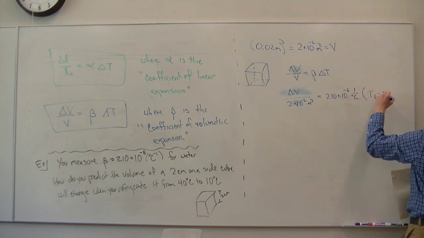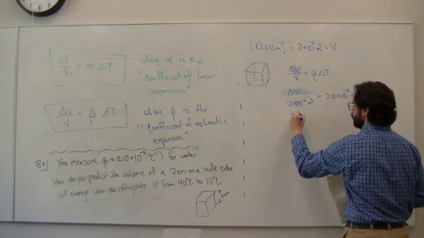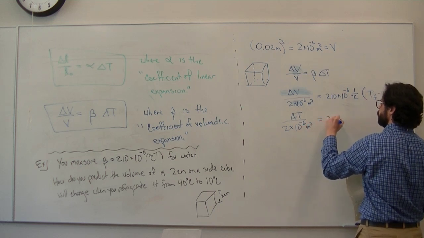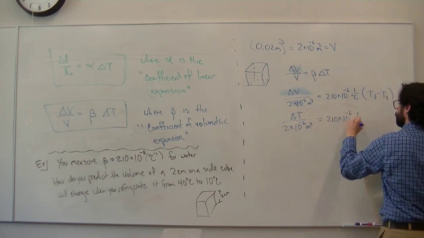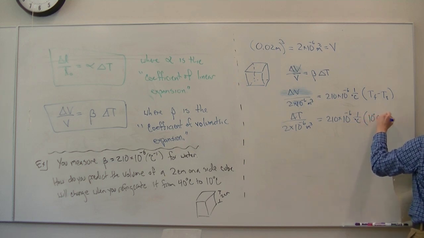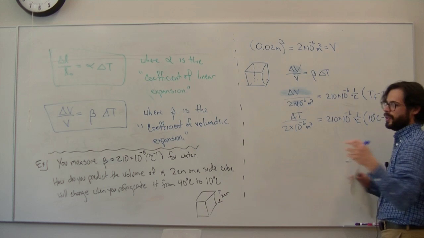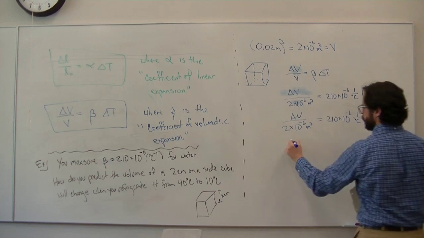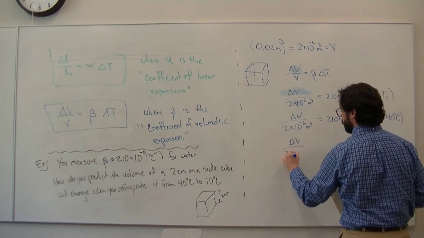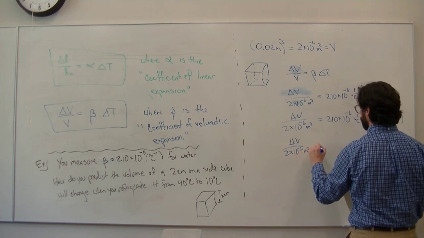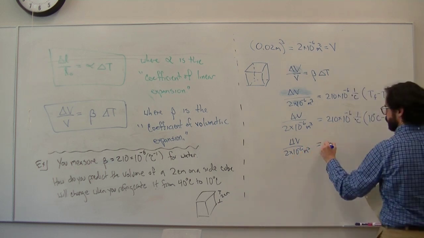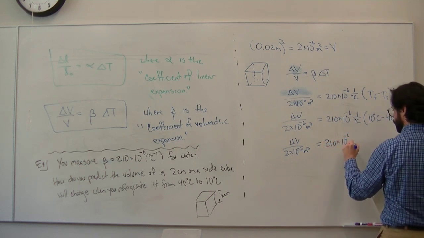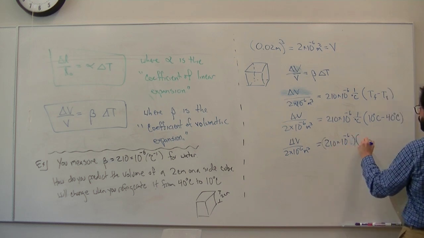So change is final minus initial as always. So we'll do that manually in detail. So the final is 10 degrees Celsius, the initial was 40 degrees Celsius, and we get the minus sign we were looking for. So basically, this thing is going to shrink, and we want it to shrink. So I have delta V over 2 times 10 to the minus 6 meters cubed, and then 210 times 10 to the minus 6th, 1 over Celsius. I'll just leave off the units, because it's going to be unitless, times minus 30.